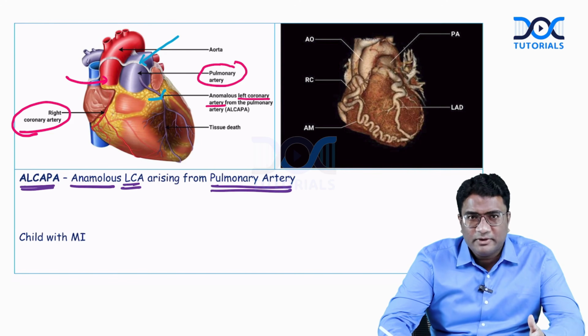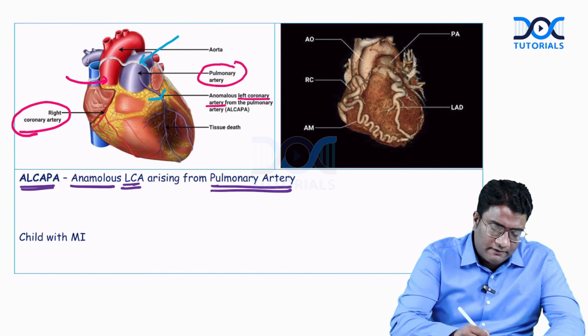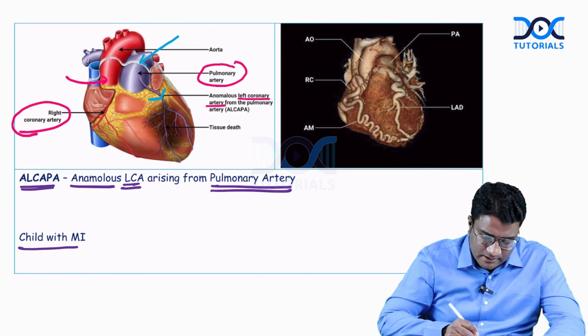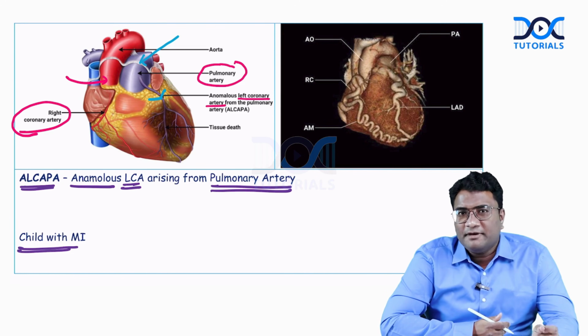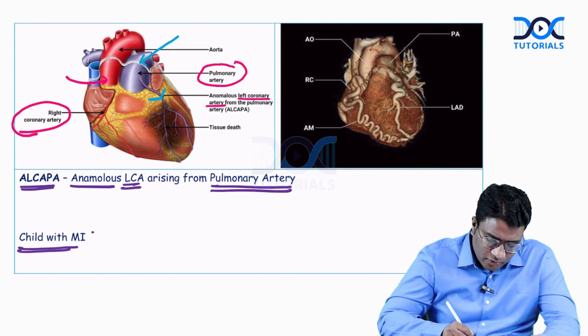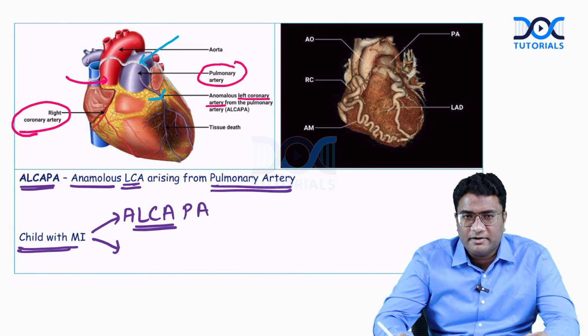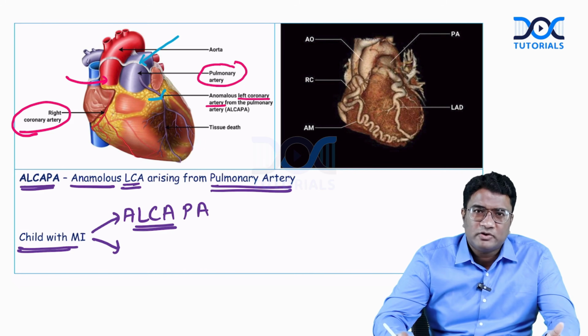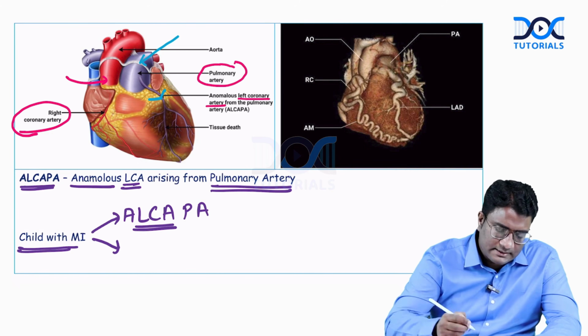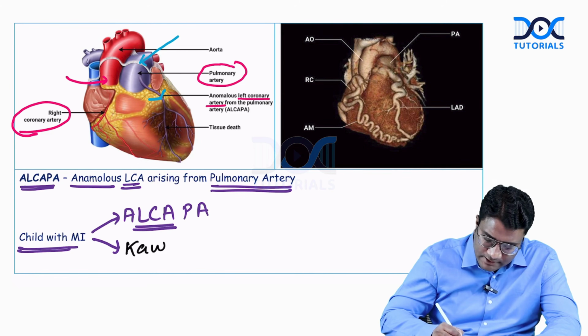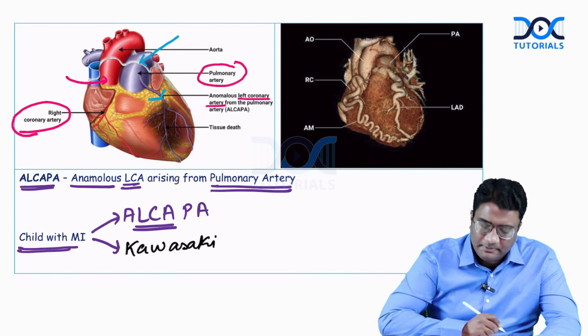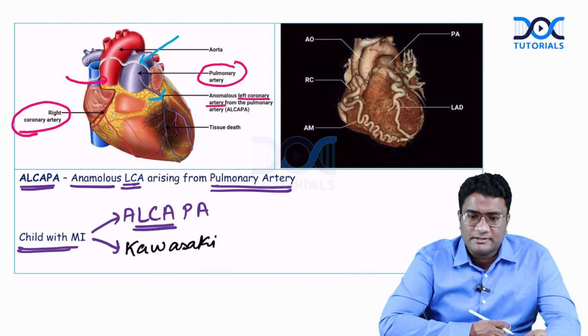So this will be a child with risk of MI. So you'll have a child with MI in case of ALCAPA. When you are given a child with MI, please think of two things. One is a congenital anomaly called ALCAPA, anomalous left coronary artery arising from pulmonary artery. And any other vasculitis you know which can produce a child with MI? I hope you all remember, that is Kawasaki's disease. So a child with MI can be ALCAPA or Kawasaki's.